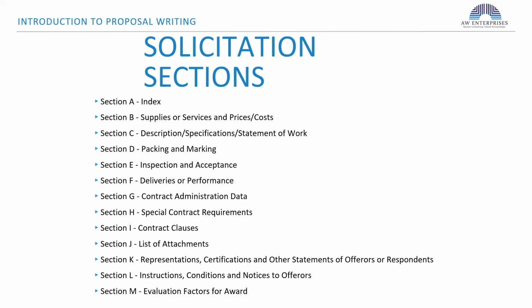Contract clauses. It'll show you all the clauses from the Federal Acquisition Regulations, the FAR, which I call the Bible of federal contracting. It'll list those clauses that are applicable to your particular contract. And in some cases, you'll see areas checked off by the government that would apply to your particular proposal or contract, okay? Section J is a list of attachments that are included in the solicitation document.